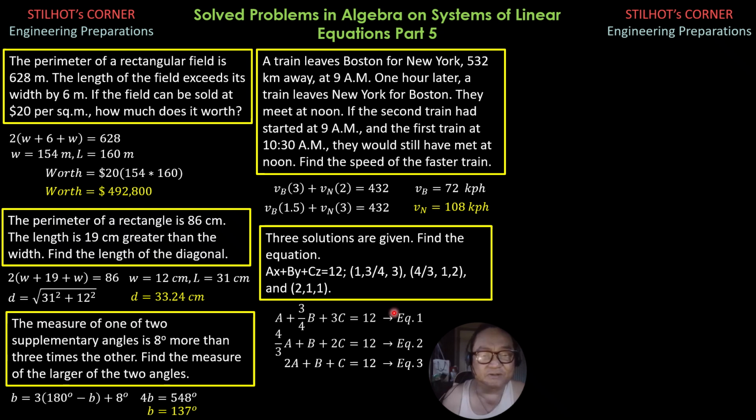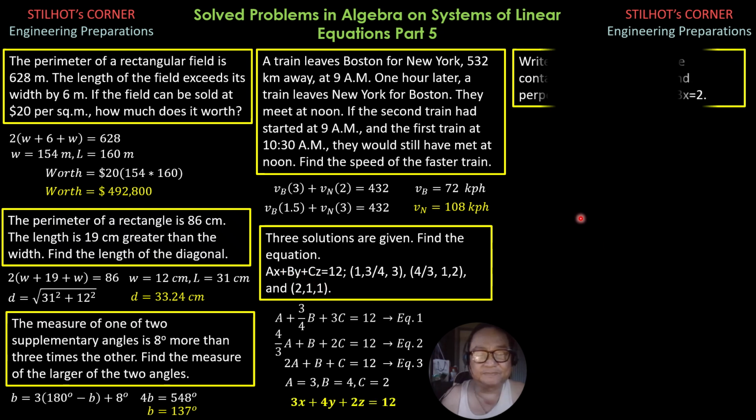So solving these three equations simultaneously, because your calculator is allowed, a high-tech calculator is allowed to solve simultaneous equations, we get a equals 3, b equals 4, and c equals 2. Therefore, the equation is 3x plus 4y plus 2z equals 12.